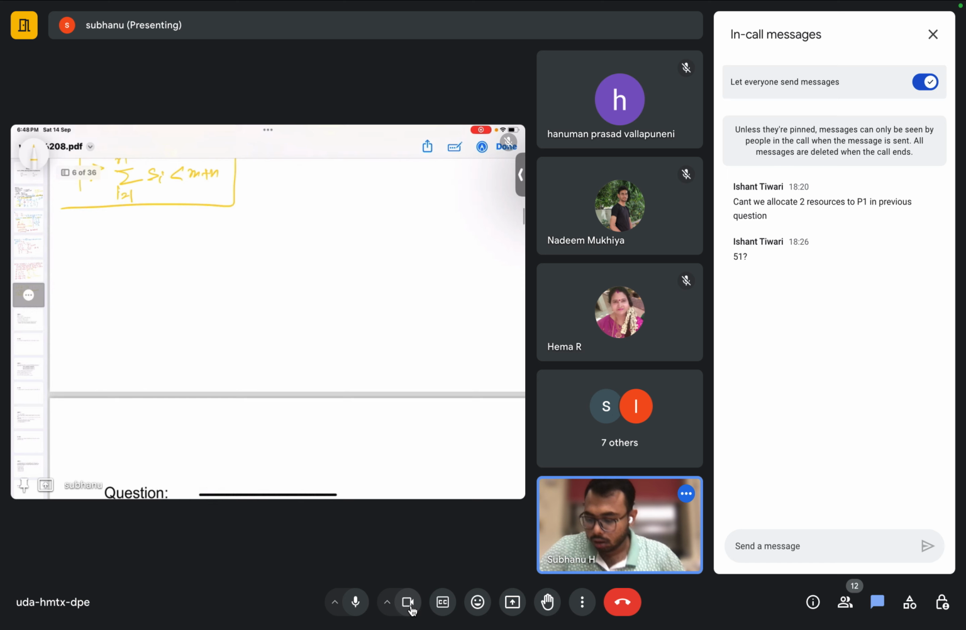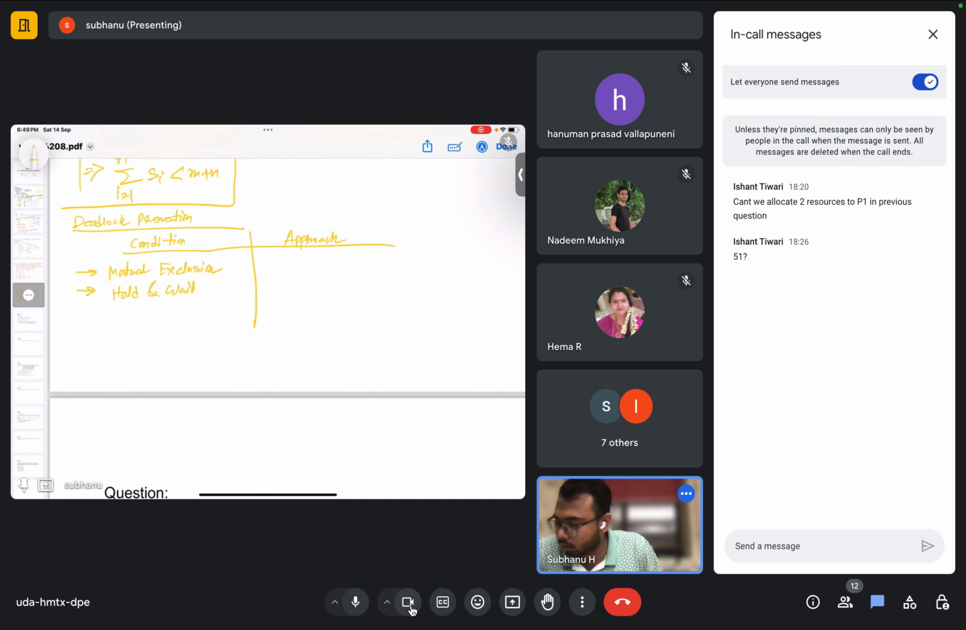Okay. Now we want to develop something for the deadlock algorithm, the deadlock prevention algorithm basically. Deadlock prevention means that there are some conditions for deadlock, and there are some approaches: mutual exclusion, hold and wait.